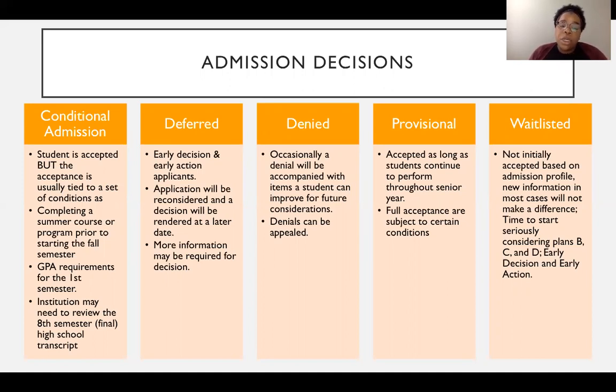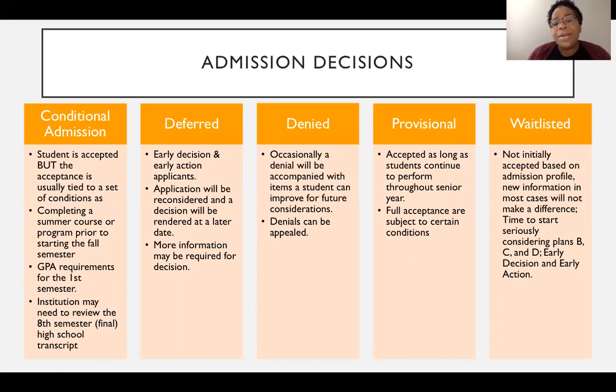Next up is deferred. This is common with early decision and early action applicants. Essentially, your application will be reconsidered and a decision will be rendered at a later date. Sometimes more information may be required for the institution to be able to make a decision. But sometimes the institution may not tell you why you got deferred, unfortunately.